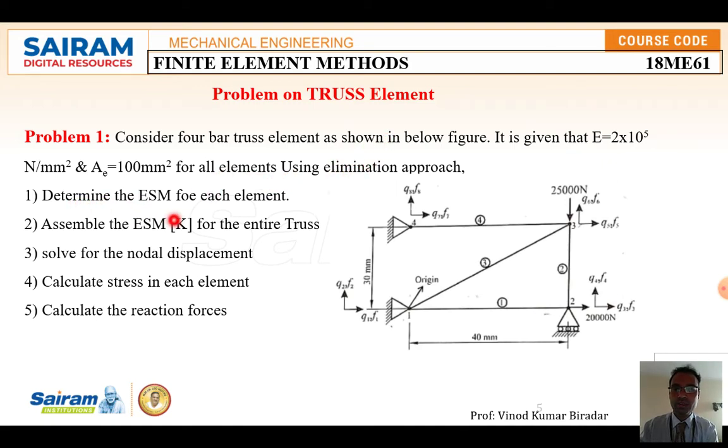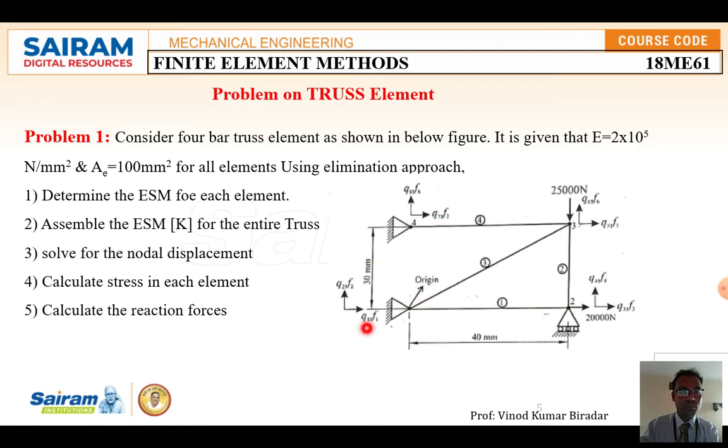Determine the element stiffness matrix for each element and assemble the element stiffness matrix K for the entire truss element. Solve the nodal displacements, calculate the stress in each element, and calculate the reactions using the elimination method. Even if this is in the question paper, first observe the diagram.